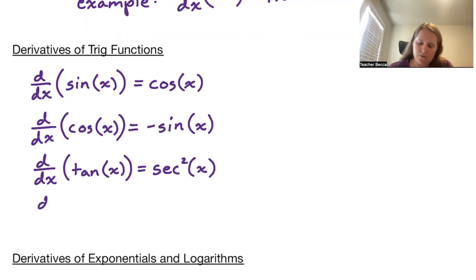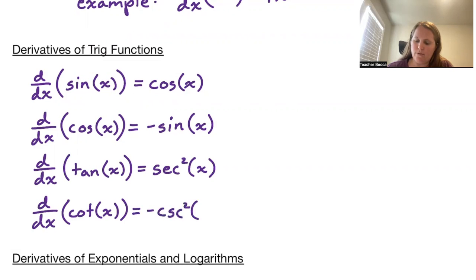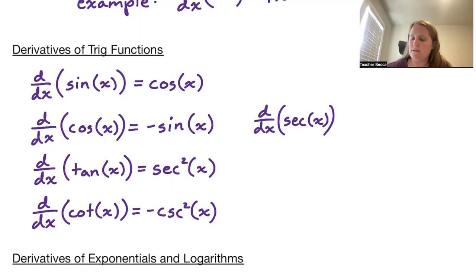The derivative of cotangent of x is a negative cosecant squared x. Then we have our derivative of secant of x is a positive secant of x times tangent of x.